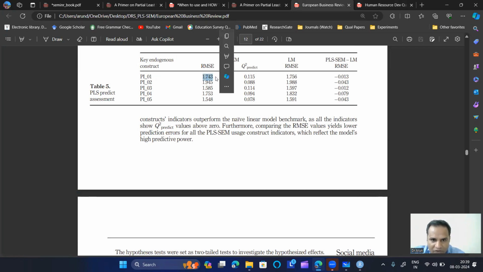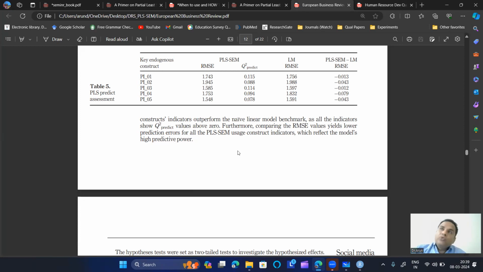So this is 1.743 and this is 1.756. Again, this is lower. This is 1.945 and this is 1.98. Again, this is lower. Here also lower. So everywhere it is lower. The PLS-SEM out of sample should be lower. So here they have all the lowers, and that's why when they subtract this and this, they get a negative, and they say that their model has high predictive power. Again, my friends, please note this.